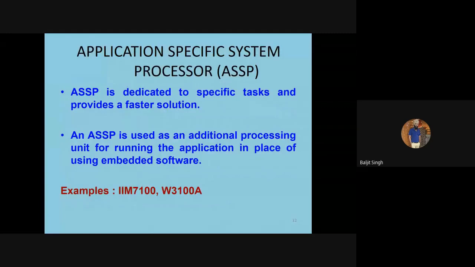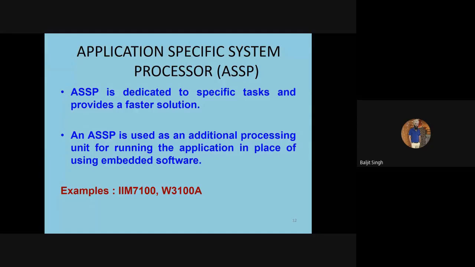Now coming to the application specific system processor. This means the application specific system processor is dedicated to a specific task and provides a faster solution. It may not work for all different tasks or applications, but for that particular application, if it is specifically designed, it will handle that task very quickly, in very less time.